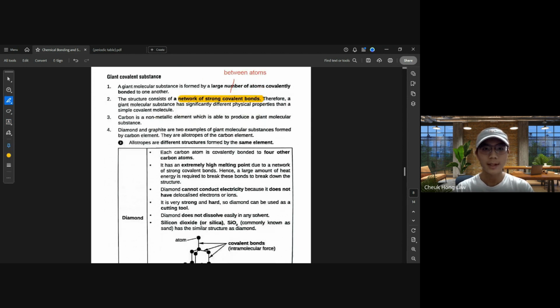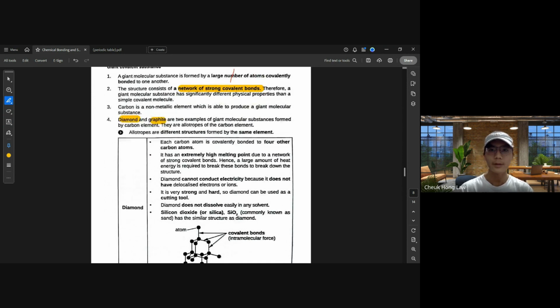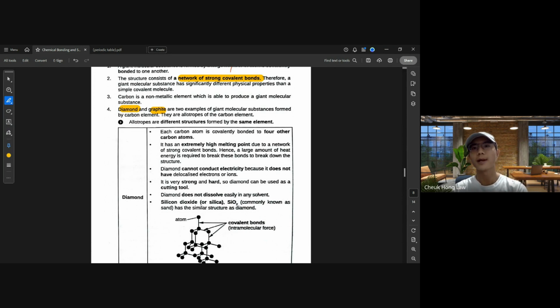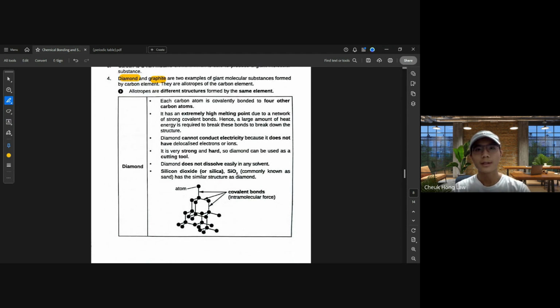Okay, so let's get to diamond and graphite. These are the 2 that you need to know. So they are allotropes of the carbon element, which means they have different structures, but they are formed by carbon. Okay, so the bonding for diamond is 1 carbon atom covalently bonded to 4 other carbon atoms. Okay, so one carbon atom covalently bonded to 4 other carbon atoms, and it has an extremely high melting point.